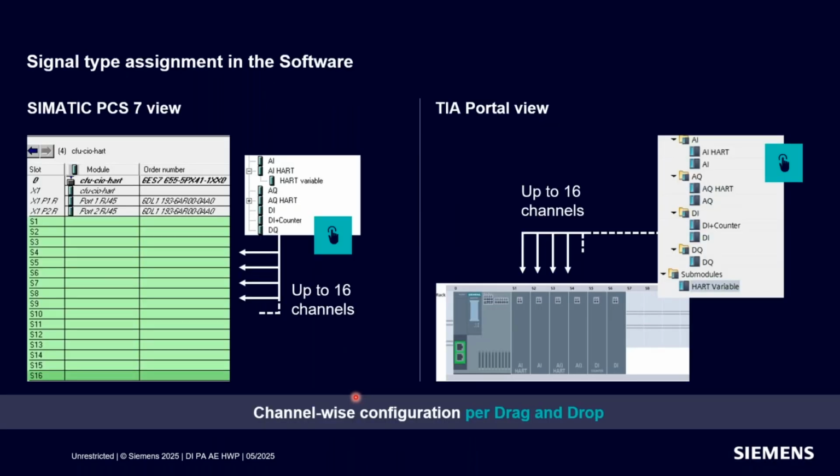Now, how is the software configurable topic implemented in engineering? Here I made a screenshot for our PCS 7 and TIA view, and the handling is the same. When the CFU CIO HART is placed in the engineering, you see you have 16 channels available. Also on the TIA side, there are 16 channels available, and then you have the possibility via drag and drop to decide for each channel which signal type it will be. So you can decide all of those signal types, and just per drag and drop to each channel, you define which signal type it will be.